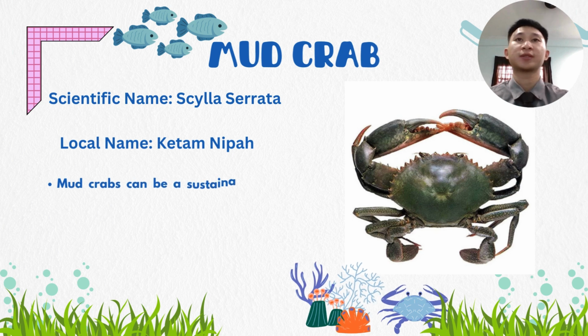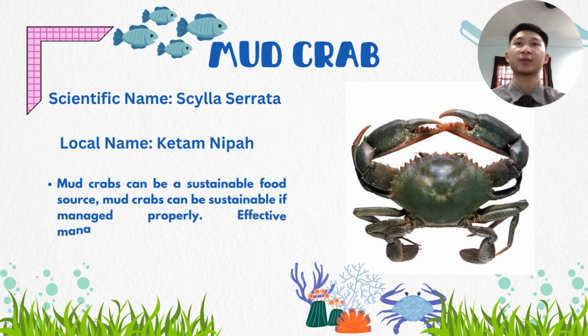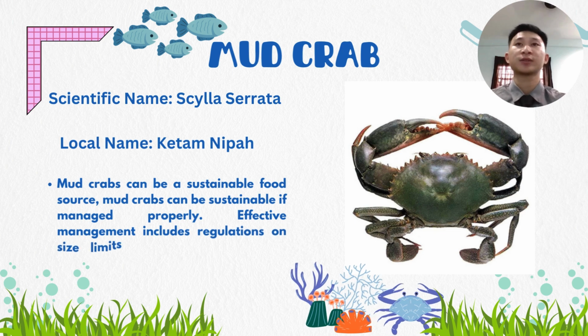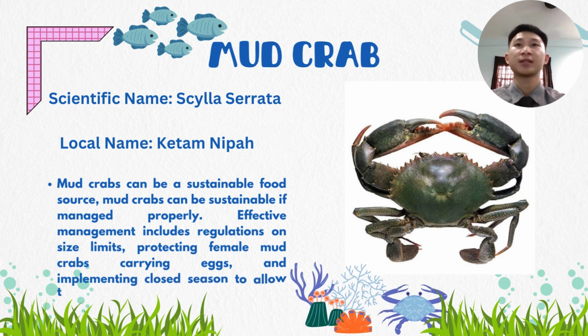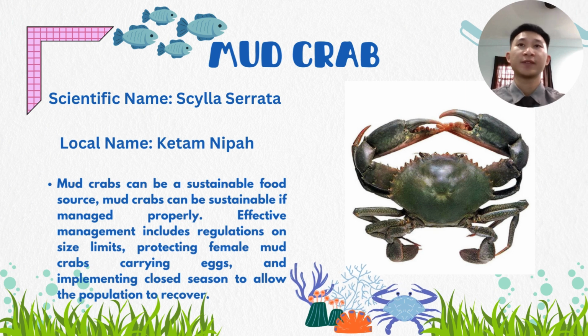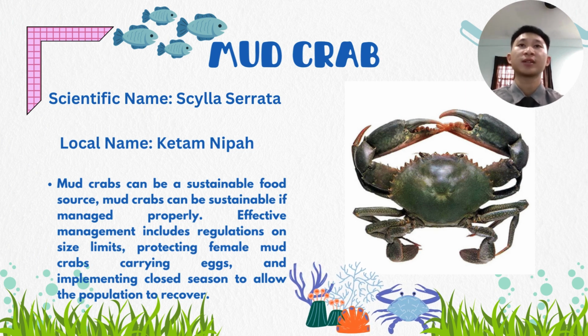Hello, my name is Chin Seong Hong, and for this, I will choose mud crab as the discussion topic for this project. The mud crab, which is also known by the scientific name Scylla serrata or by its local name Ketanipa, is a type of crab that lives in the mangrove and estuary area. This mud crab can be a sustainable food source if it is managed properly. Some effective management includes the regulation on size limits and protecting the female mud crab carrying eggs, which can help in maintaining the population of this mud crab.